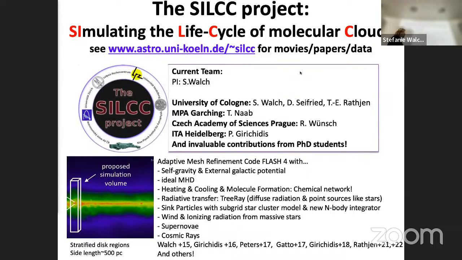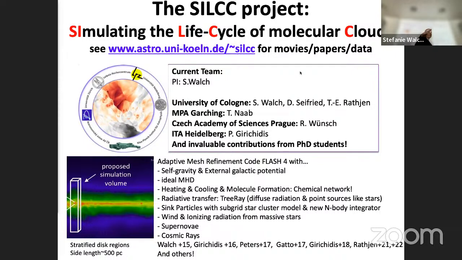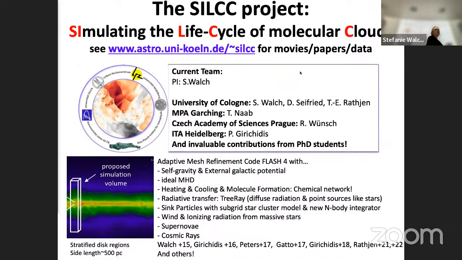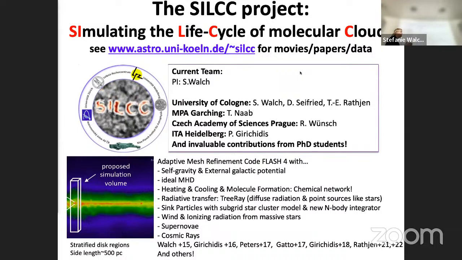And then we have radiative transfer in our tree-ray algorithm, which is a backward radiative transfer scheme. And it treats the diffuse radiation from old stars, which are everywhere, which give you some interstellar radiation field, which we usually parameterize with G0. So it's a Habing unit. And then we have also point sources, which are stars, massive stars. We follow each individual massive star in our simulation. And we follow its wind and ionizing radiation. And at the end of its lifetime, it explodes as a supernova.